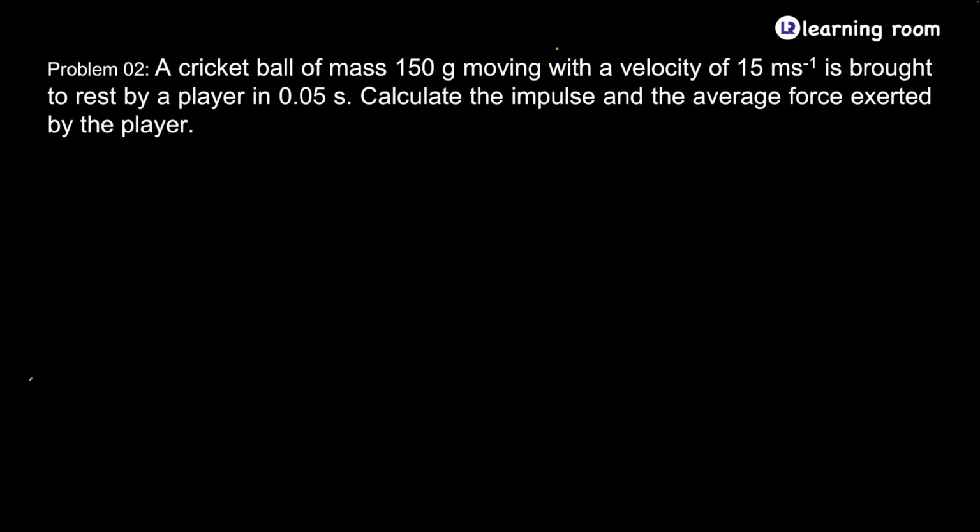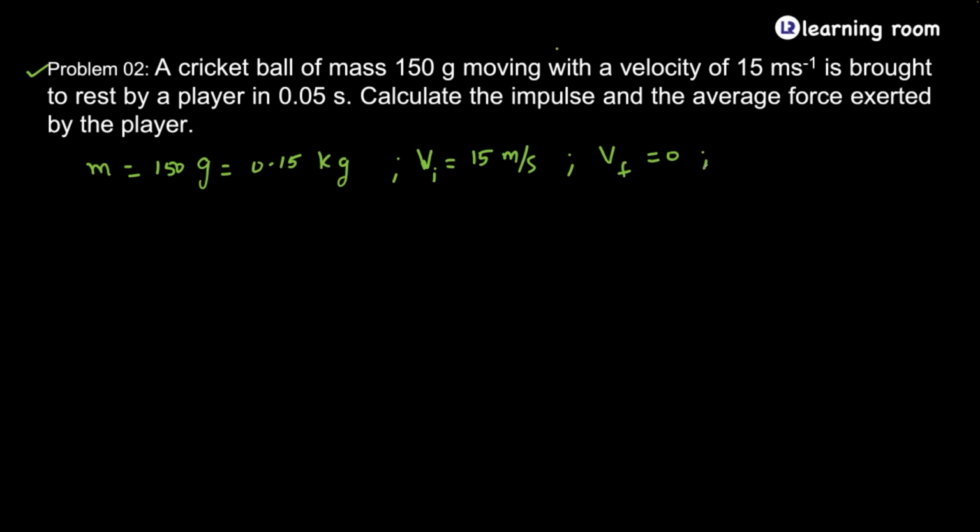Yes, sir. So let's solve this problem. A cricket ball of mass 150 gram, so mass is 150 gram or 0.15 kilogram, moving with a velocity of 15 meter per second is brought to rest. So V initial is this value, V final is going to be 0. And how much time did it take? Delta T is equal to 0.05 seconds.